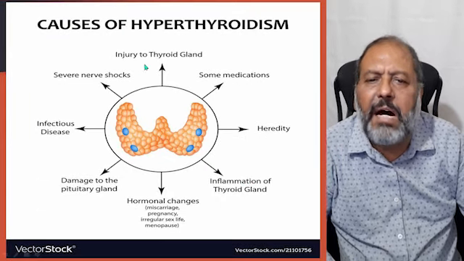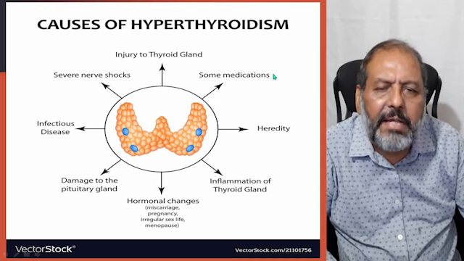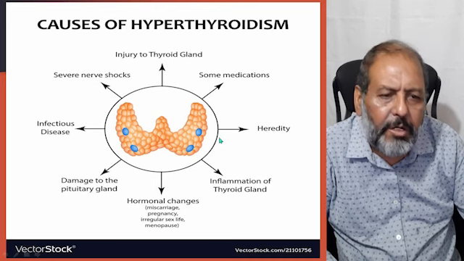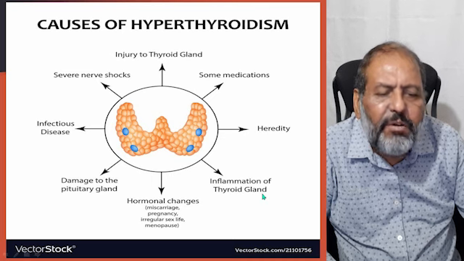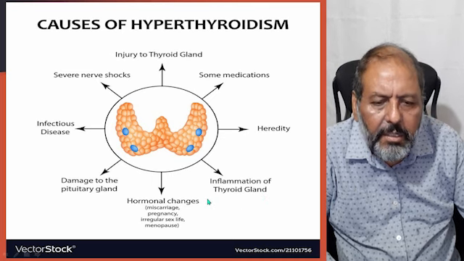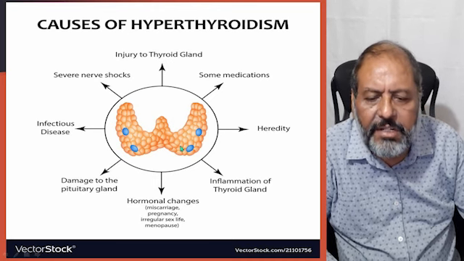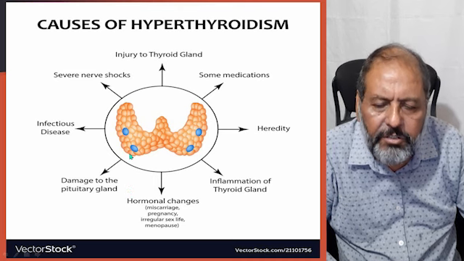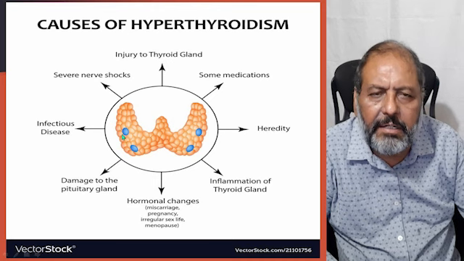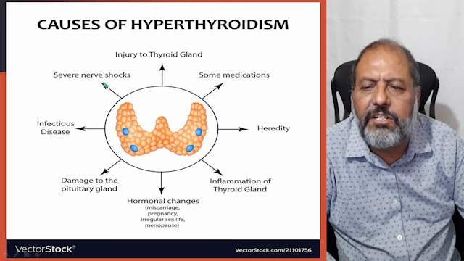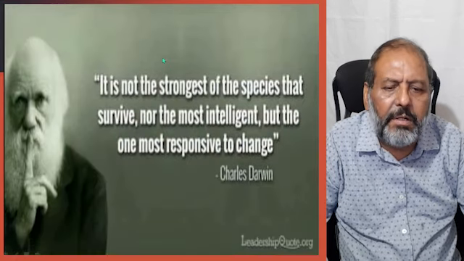Now, the summary of the causes of hyperthyroidism: number 1, injury to the thyroid gland, and then some medication, amiodarone, I have shown you, hereditary, the family history, then inflammation of the thyroid gland, Hashimoto's, hormonal changes, that is miscarriage, pregnancy, irregular sex life, and menopause that also disturb the thyroid, damage to the pituitary gland ultimately affecting the thyroid gland indirectly, then infectious diseases and severe nerve shocks. These are all responsible causes of hyperthyroidism.